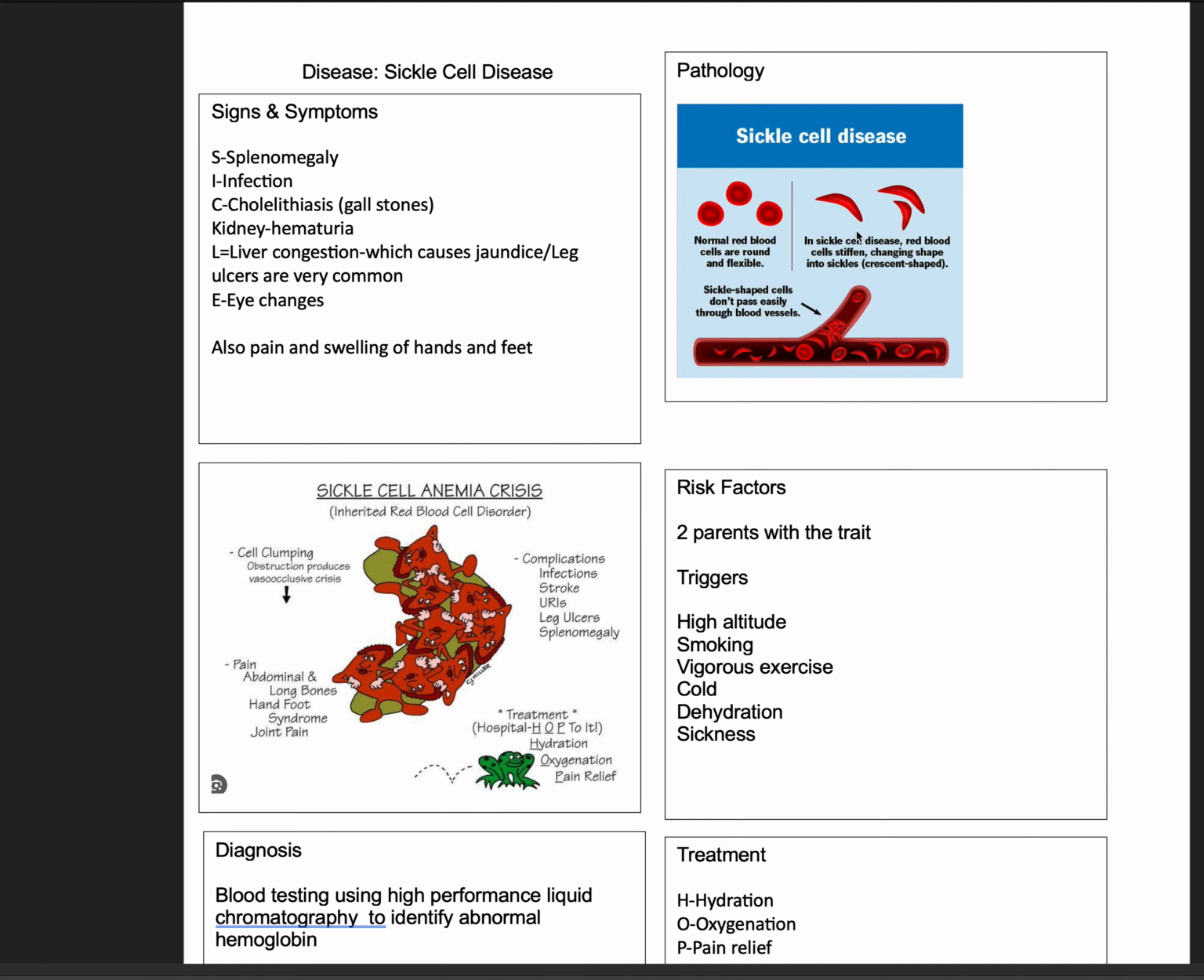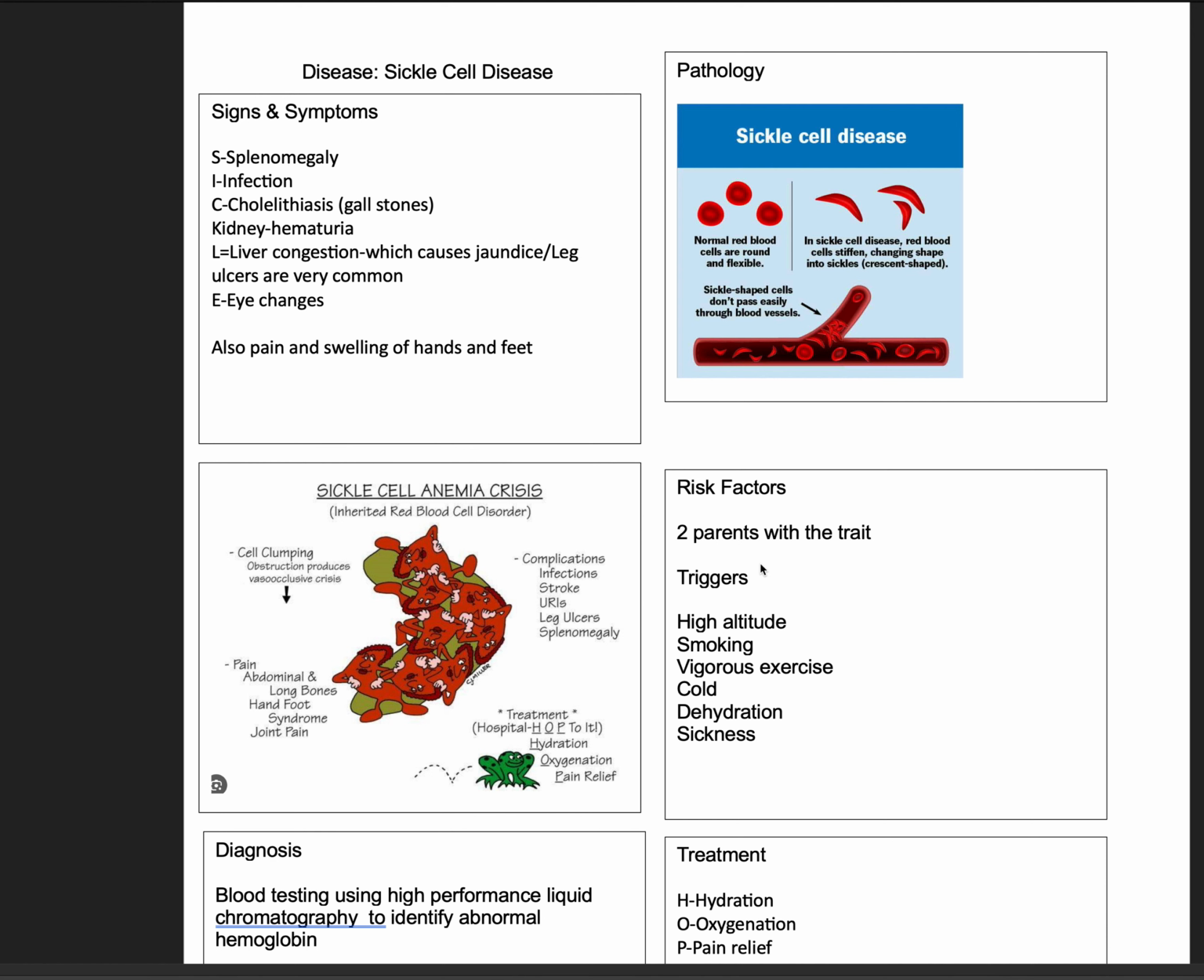Now, triggers of a sickle cell crisis include being at high altitude, smoking, and vigorous exercise. Now, if you think about it, these three things I just mentioned can cause a decreased oxygenation of the blood. So the patient can become hypoxemic. Smoking causes vasoconstriction. So those can be triggers.